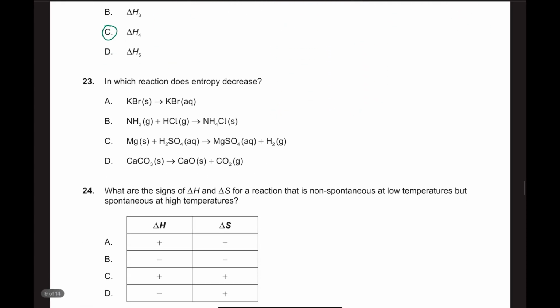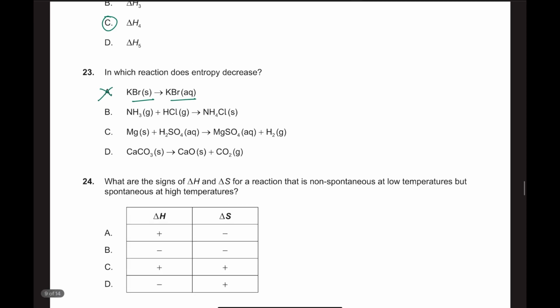Next, in which reaction does entropy decrease? Solid to aqueous. Guess what? In aqueous, your randomness is more because ions can freely move around. If KBr is in solid, ions are fixed in their place. So randomness is more in aqueous, so entropy increases in part A. Next, NH3 gas and HCl gas form NH4Cl solid. Two gases are combining to form a solid, so entropy decreases because gases have more randomness compared to solids and liquids. Gas is getting converted to a solid, obviously the entropy or randomness decreases. Answer is option B.